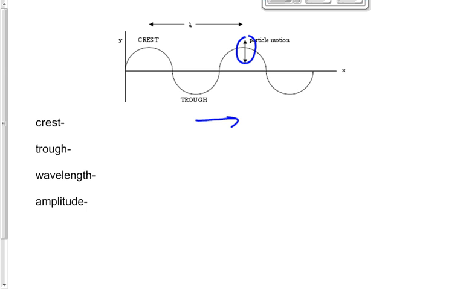Now, there's a few things we want to label here. First one being a crest. A crest is the top of a wave.